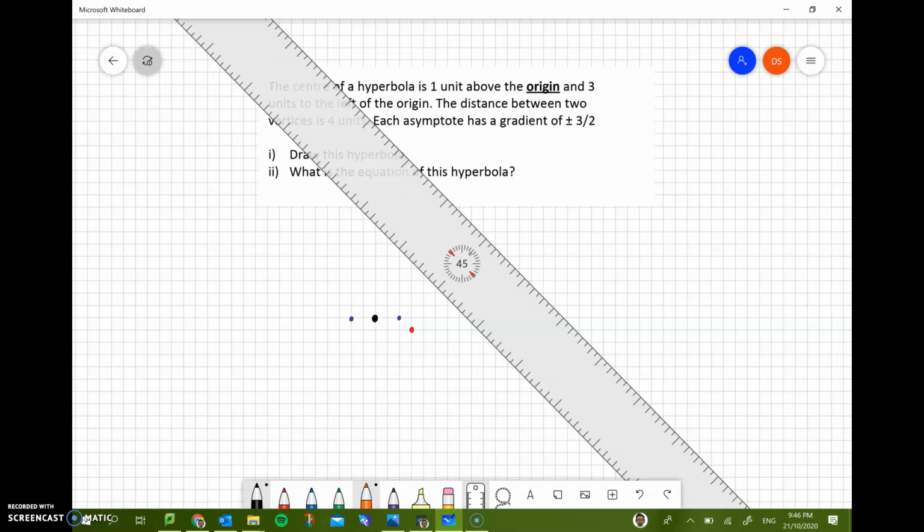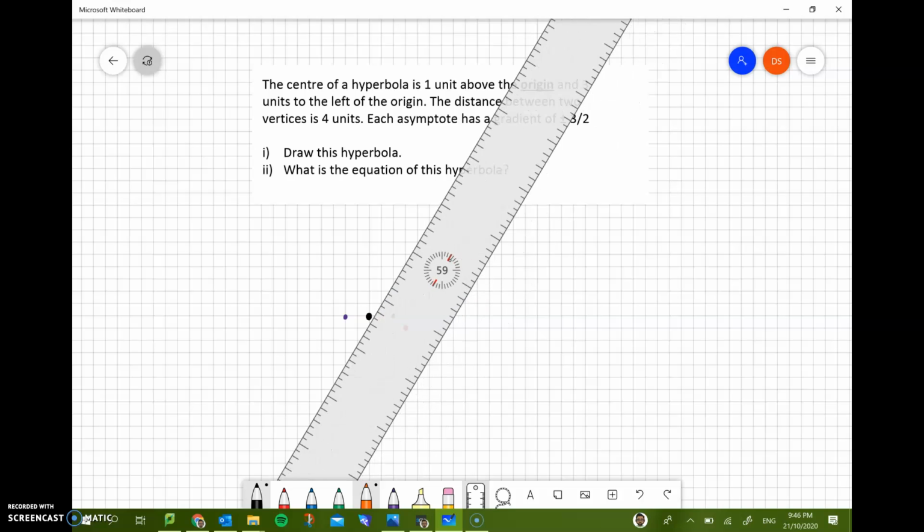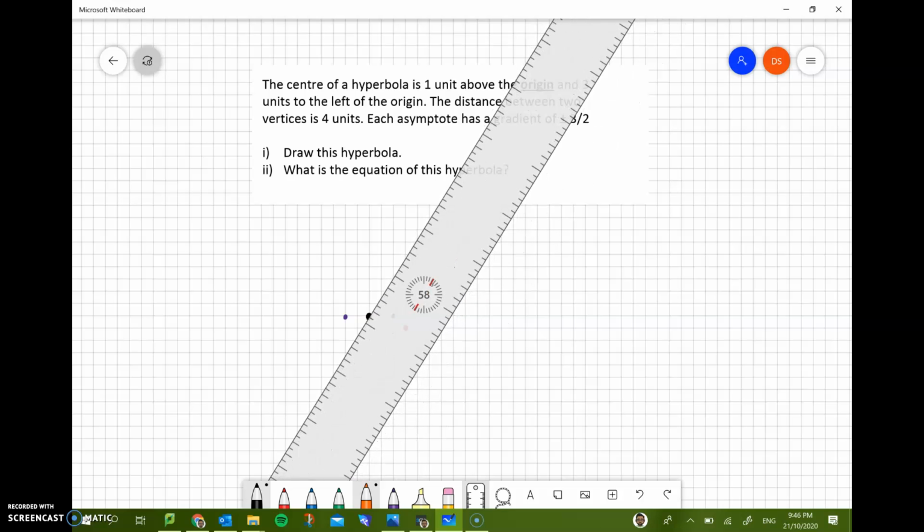And I'm going to use a ruler to help me get that more precise. So here we go. Up 3 across 2. Okay, that's a gradient there. And I'm going to just rule this. I'm going to draw it with a dotted line because it's an asymptote.